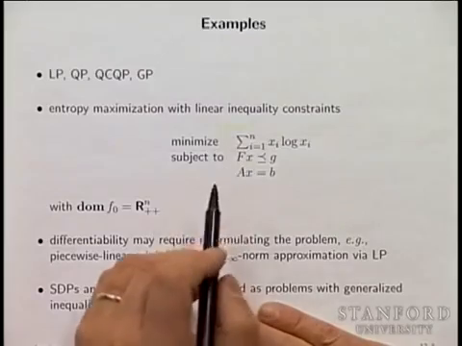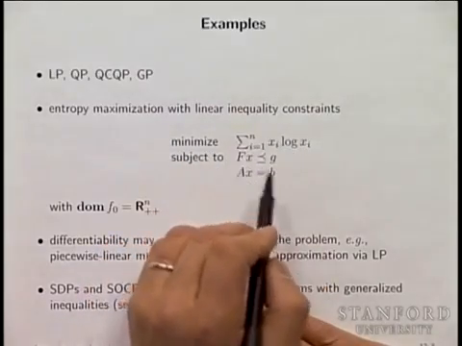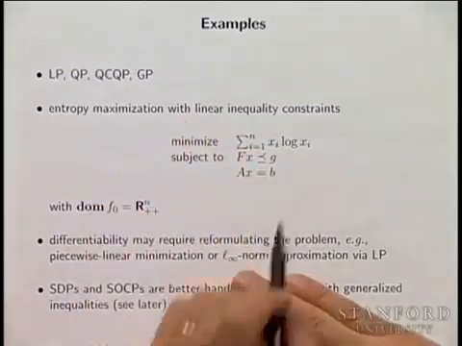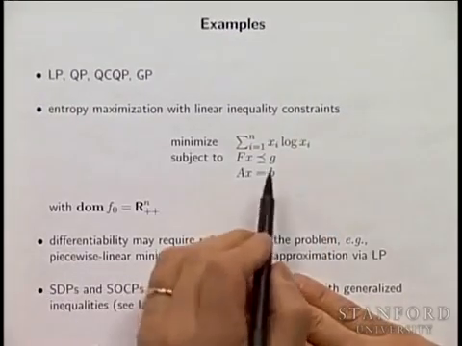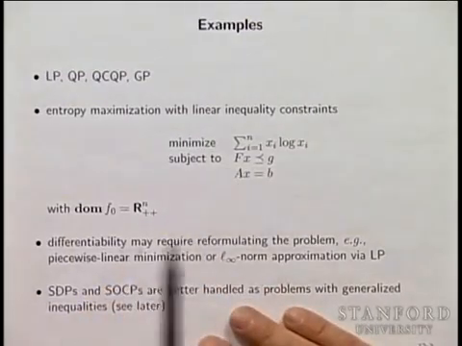So entropy maximization says this. Minimize negative entropy, subject to some inequality constraints, right? So if X really is a distribution here on some finite set, then one of the constraints, of course, is that they sum to 1. So that's one row in A is all 1s.